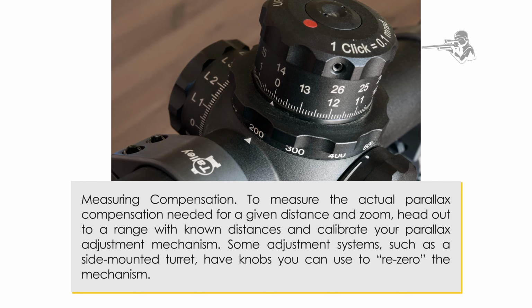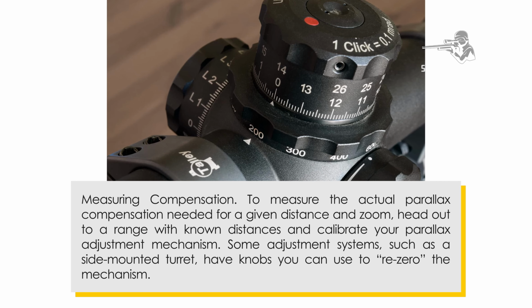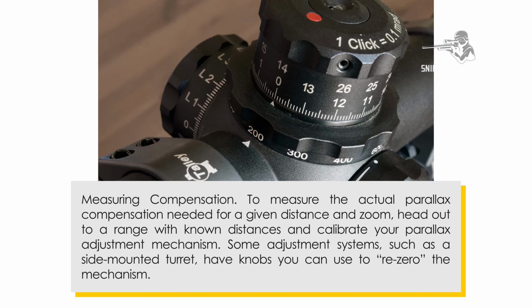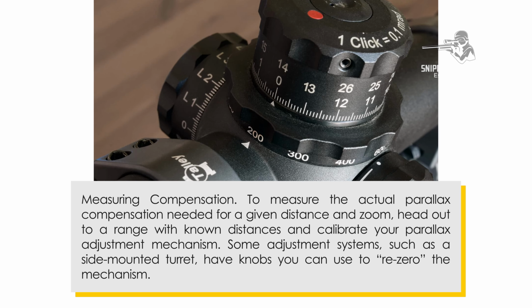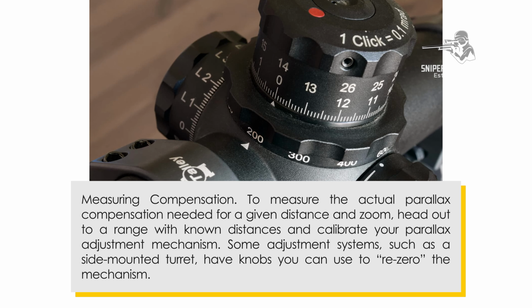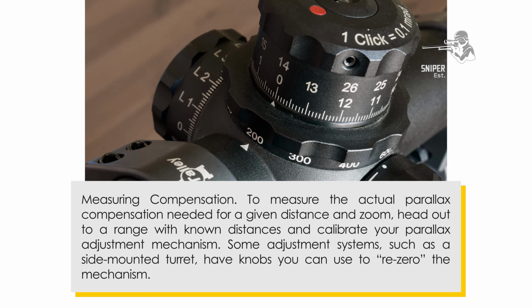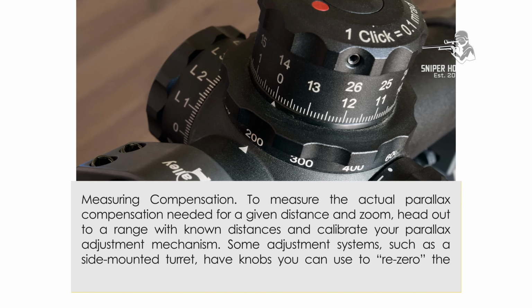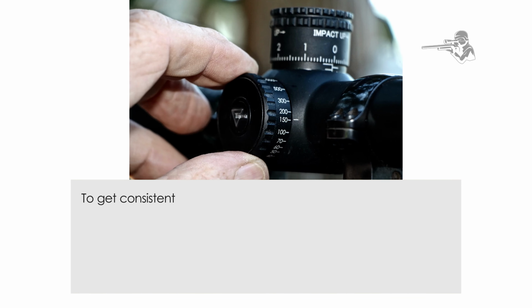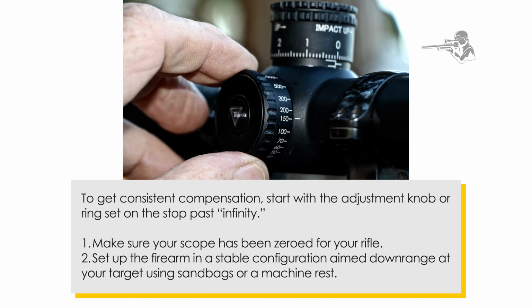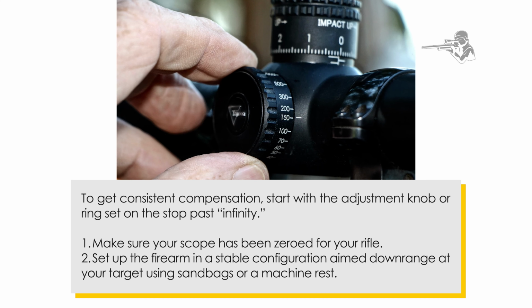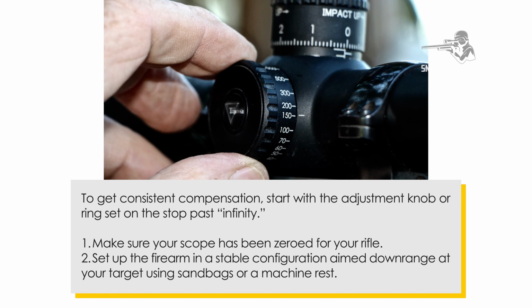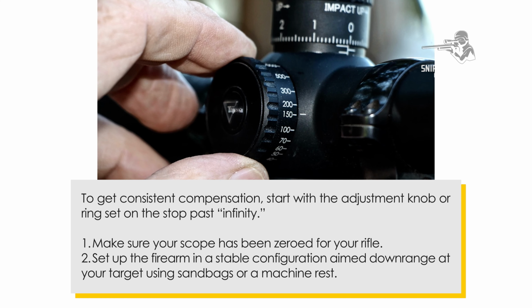Measuring compensation. To measure the actual parallax compensation needed for a given distance and zoom, head out to a range with known distances and calibrate your parallax adjustment mechanism. Some adjustment systems, such as a side-mounted turret, have knobs you can use to re-zero the mechanism. To get consistent compensation, start with the adjustment knob or ring set on the stop past infinity. 1. Make sure your scope has been zeroed for your rifle.